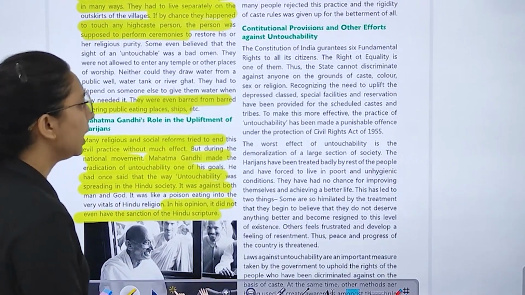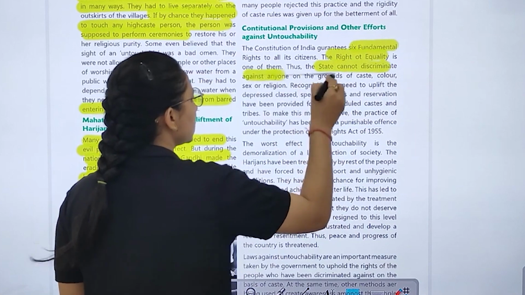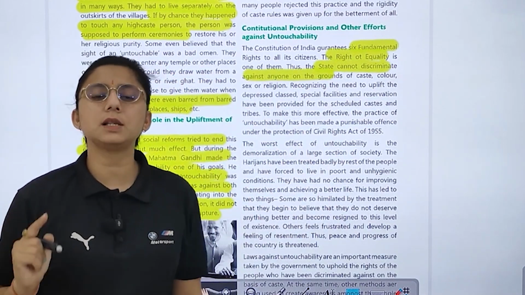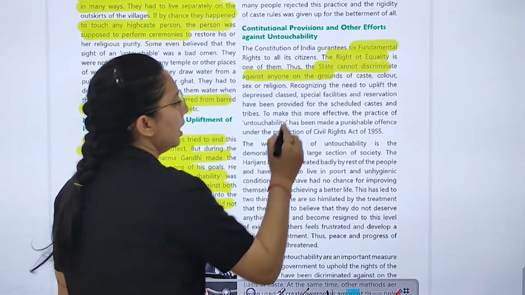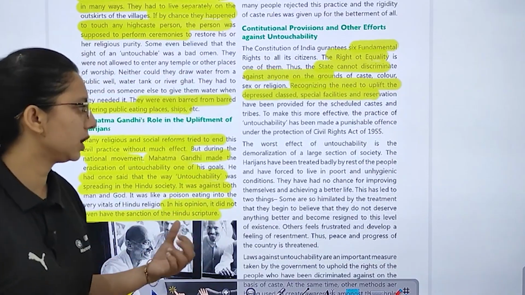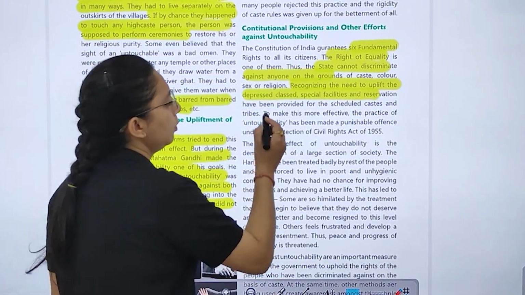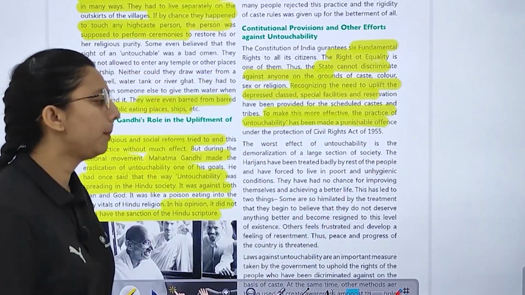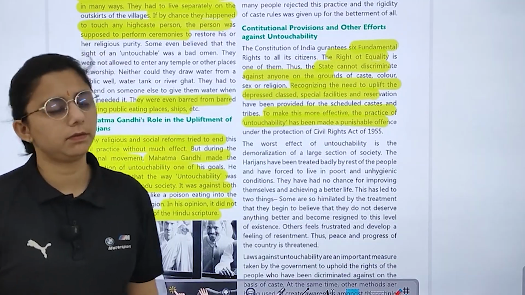So the Constitution of India guarantees six fundamental rights. One of them is the right to equality. The state cannot discriminate against anyone. The state cannot discriminate on any ground of caste, creed, color, or sex. Recognizing the need to uplift depressed classes, special facilities and reservation were given to Scheduled Castes and Scheduled Tribes. To make this more effective, the practice of untouchability has been made punishable, under the Civil Rights Act of 1955.